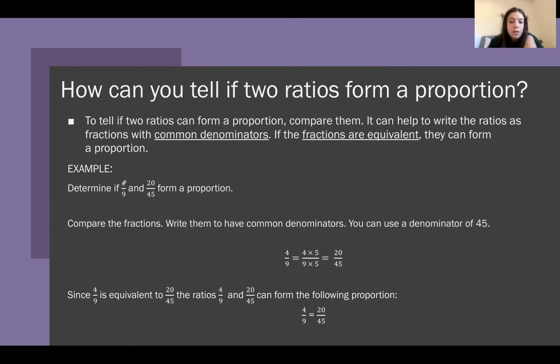So if we want to determine if 4/9 and 20/45 form a proportion, we want to compare the fractions, and we would write them to have common denominators. In this case, our common denominator could be 45 because 9 goes into 45 evenly. So if we are looking at 4/9, in order to get the common denominator of 45, we would multiply 9 by 5 to get 45. Then we would do the same to the numerator, multiply 4 by 5, and we get 20/45. Since 4/9 is equivalent to 20/45, the ratios 4/9 and 20/45 form this proportion, and they're equal.